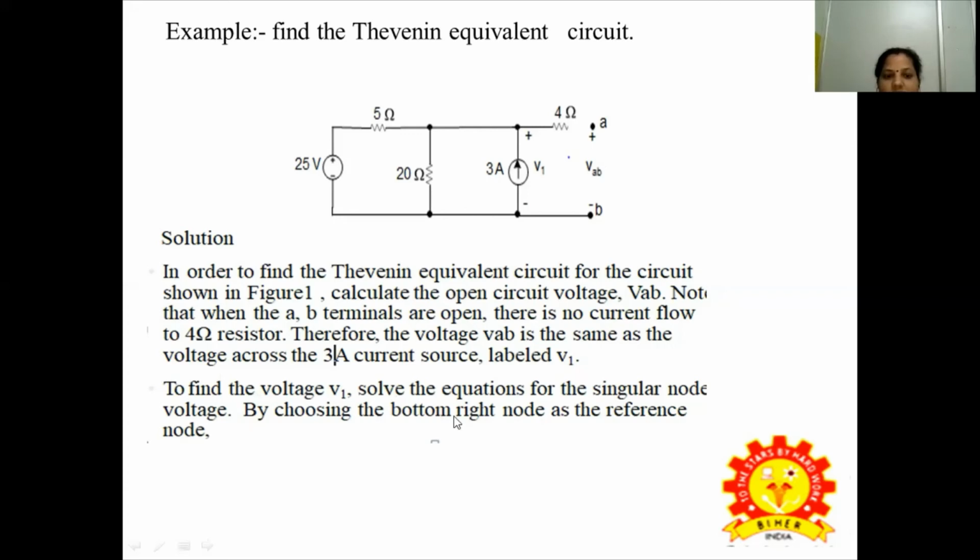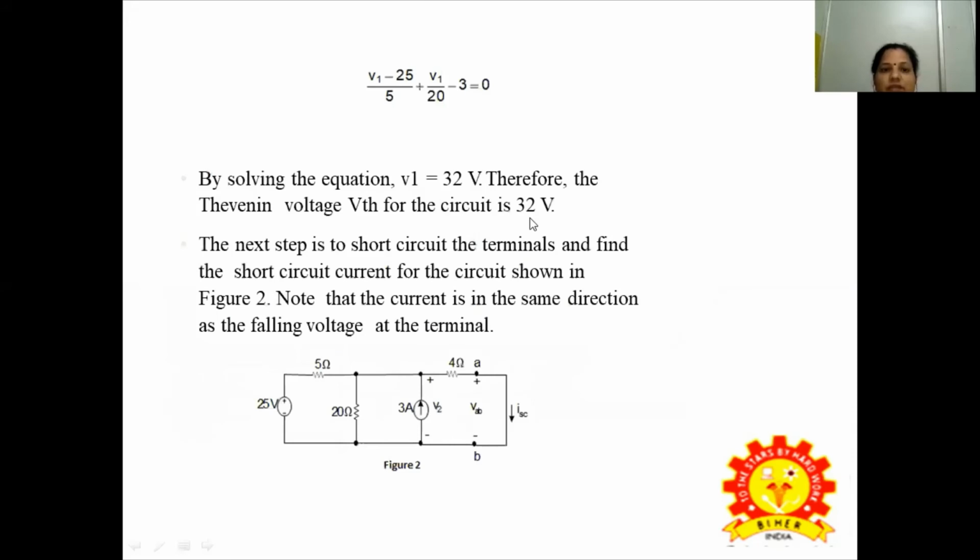By choosing the bottom right node as the reference node, (V1 minus 25) divided by 5 plus V1 divided by 20 minus 3 is equal to 0. By solving the equation, V1 equal to 32 volts. Therefore, the Thevenin voltage VTH for the circuit is 32 volts.